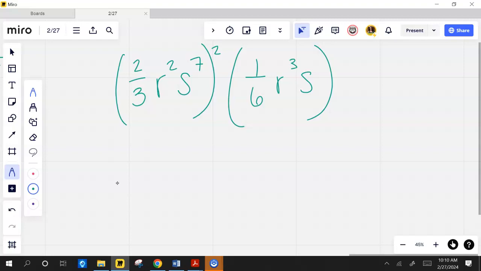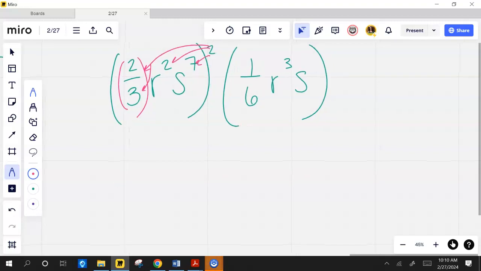All right, I got the answer. Tell me what you did first. The exponent outside, I definitely do that first as well. So this goes to everything. Now, because this is a fraction, it's going to go to the top and to the bottom. All right, so I got 2 squared over 3 squared. If you change that to 4 over 9, that's A-okay. R to the what?